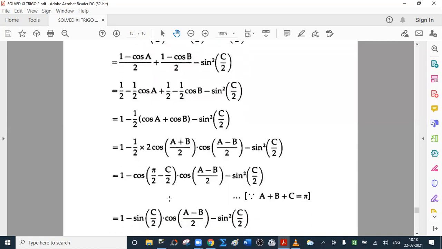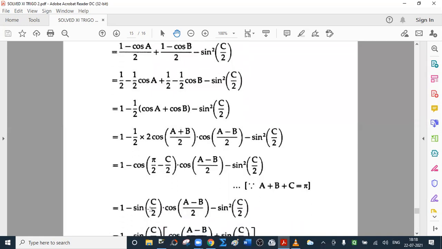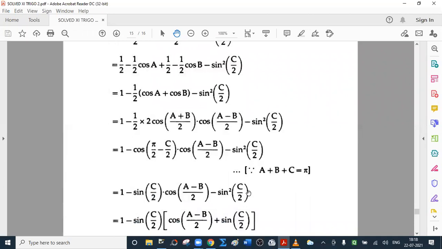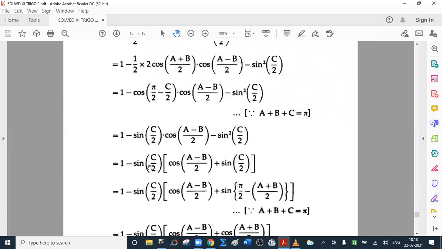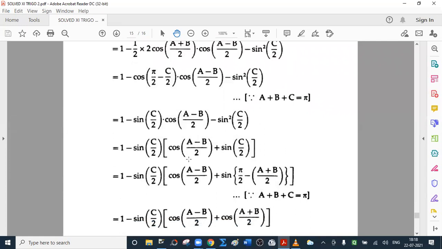Cos of 90 minus theta is sine theta. So it is 1 minus sine C by 2 into cos of A minus B by 2 minus sine square C by 2. What can be taken common from these two terms? Sine C by 2 can be taken common to get in bracket cos of A minus B upon 2 plus sine C by 2. Now we have got required term in angle C. So we have to see that C should be eliminated. C is to be eliminated.